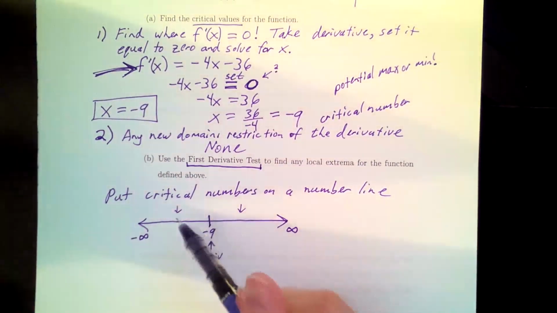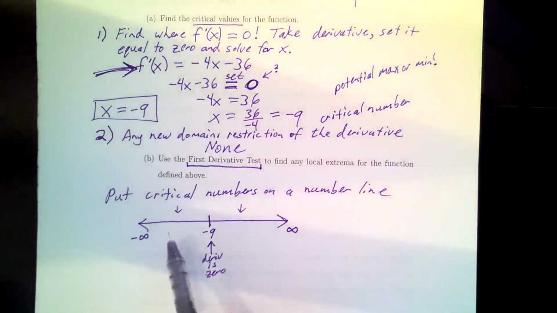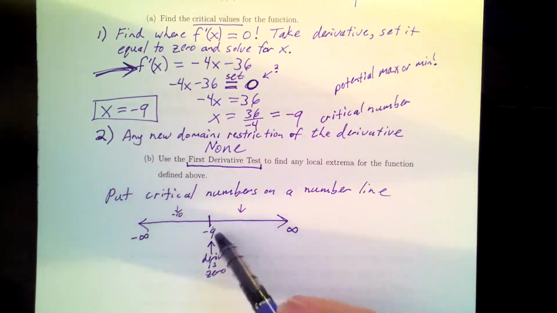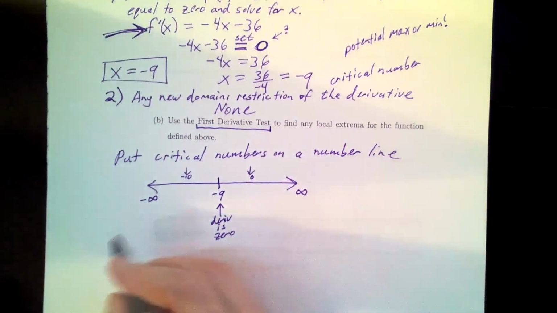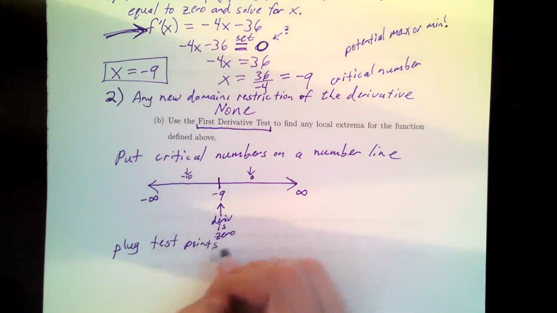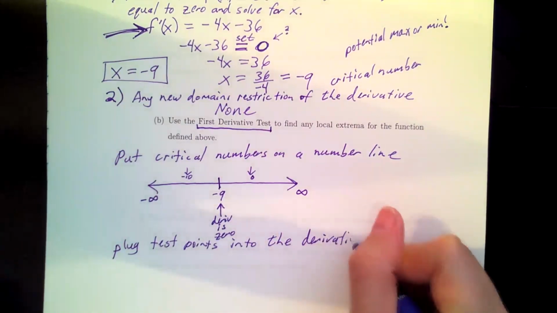So pick a test point on the left and right of -9 and see what your derivative is there. So let's pick a point in this interval between -infinity and -9. Let's say I choose a test point of -10 on that side. Over here, pick a number between -9 and infinity. It can be any number you want, any number in between there. So why don't I choose 0? Those are test points, and you're going to plug your test points into the derivative because you want to see what value you get.